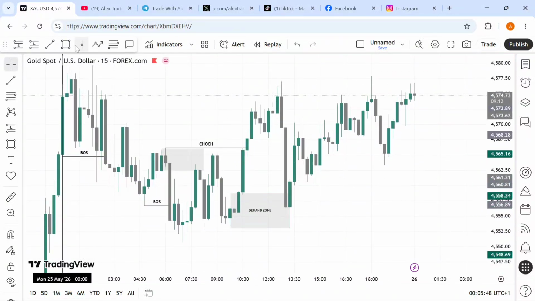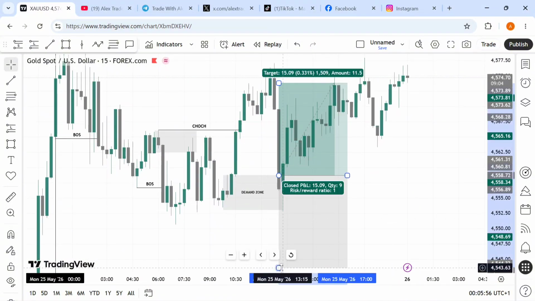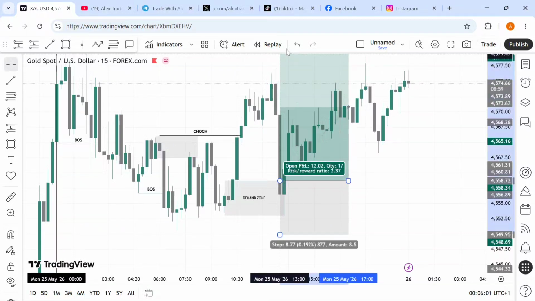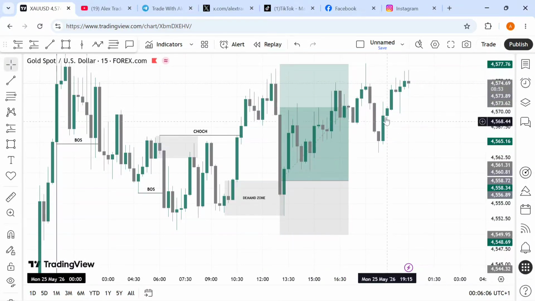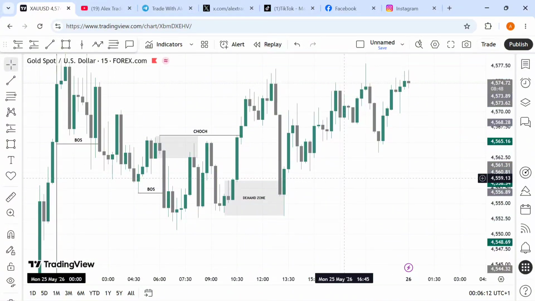Now the reason I didn't take this trade was because the stop loss placement would have been so large, even if the take profit target was still very close to the range. The drawn liquidity is this level. The stop loss still seems too much for me to take, so I just stayed away from it. But that's it on gold.